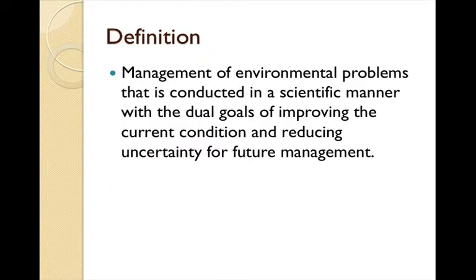So the definition of scientific adaptive management is that it has to do two things, and both of these are required. One, it has to help alleviate the problem that exists currently, and it has to reduce the uncertainty for future management. So it's not one or the other. It has to do both of those, and so therefore it's a very high bar for the types of overall programs that can be called scientific adaptive management.